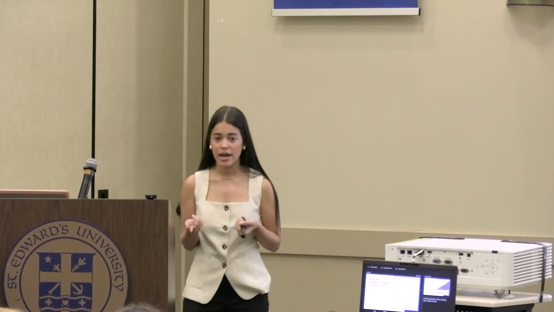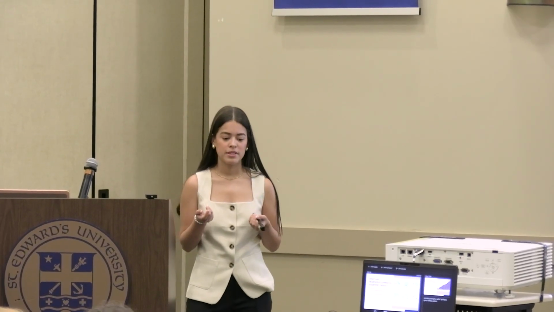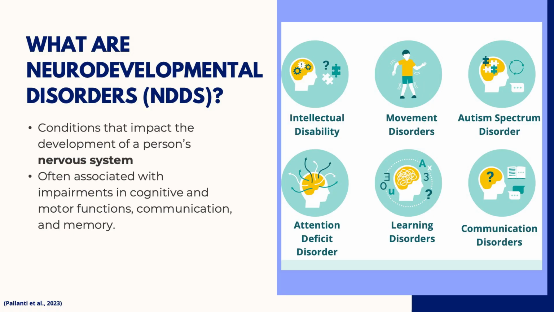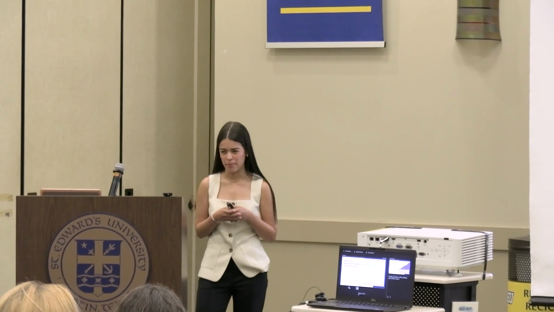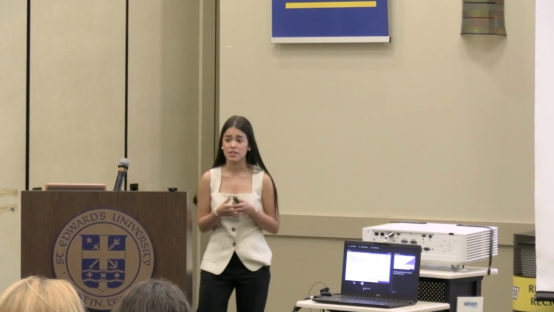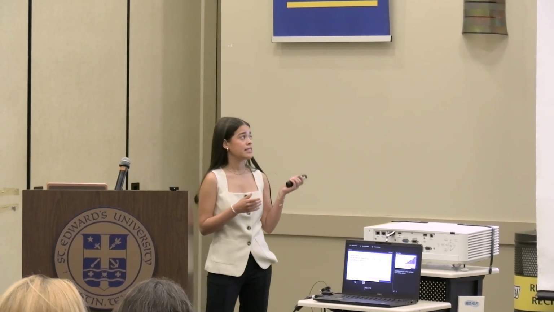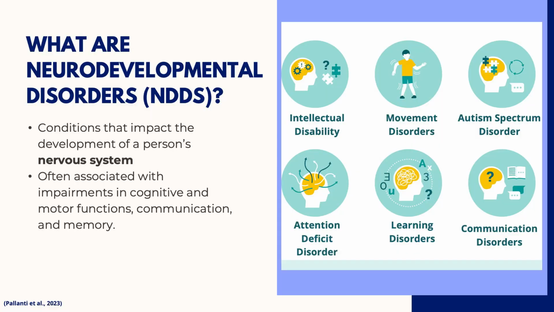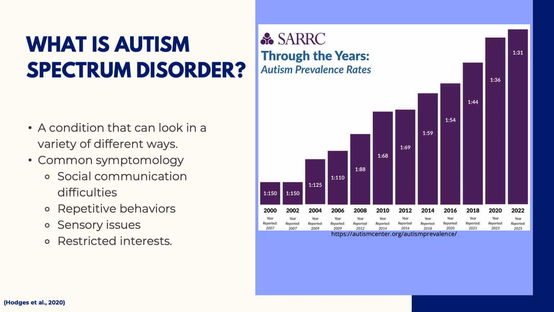And they can look in a variety of different ways, but people with different NDDs often struggle with impairments in cognitive and motor functions, and their cognition and memory are affected. Some examples of common neurodevelopmental disorders include intellectual disabilities, movement disorders, attention deficit disorder, and autism spectrum disorder, which is the one that we're going to be focusing on today.